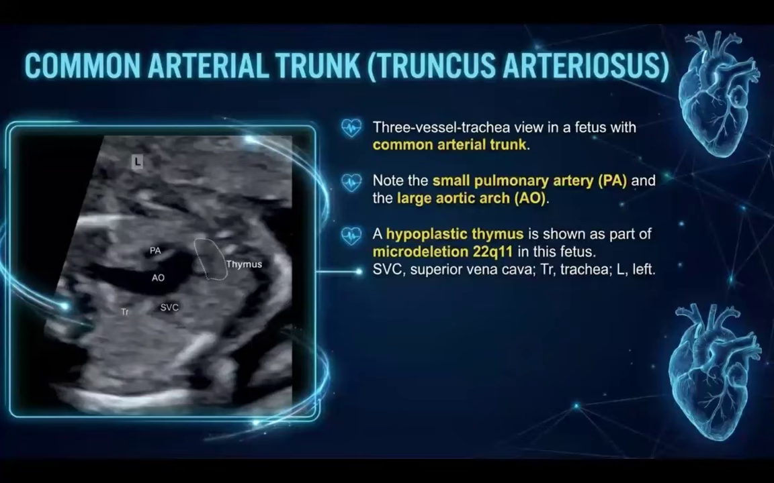All right. Now, in the three vessel view, this is how it would appear. Notice we have the three vessels, but you see where things are taken over there in the center. Note that small, teeny tiny pulmonary artery. We have the large aorta. In this case, too, it could have a very small thymus, which we know could be correlated to a microdeletion, okay, the thymus gland.